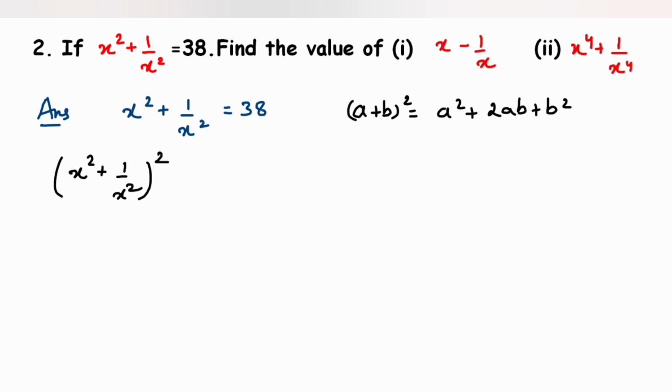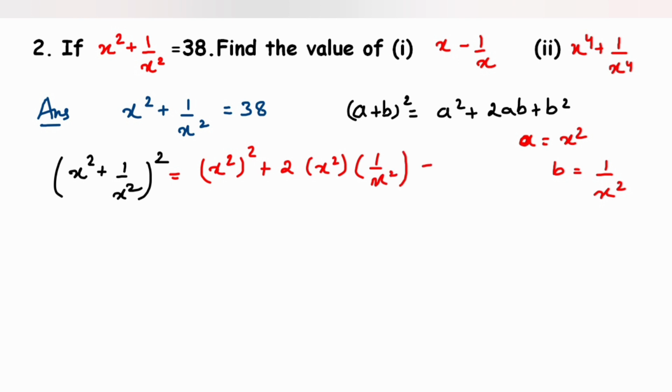Now remember, here a value is equal to x square and b value is equal to 1 upon x square. Now based on this, I'm going to substitute in the identity. I'll get x square, again whole square, plus 2 into x square into 1 upon x square plus b square. So 1 upon x square whole square. So this is x to the power 4 plus, we can cancel x square and x square, we'll get 2 plus 1 upon x to the power 4.